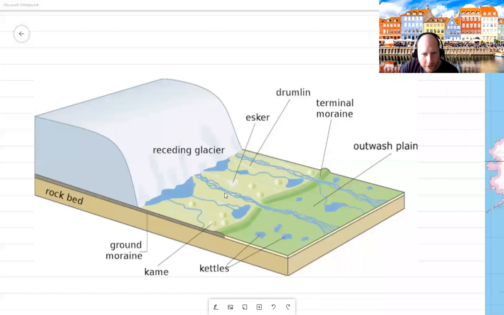Oh, sorry, Grace. Oh no, there is an actual Esker near Grace. Sorry, Grace, I thought you said there's a person called Esker. So there's an esker left behind by a glacier near Grace's house.